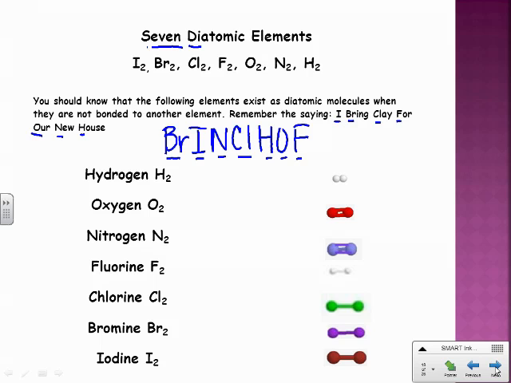So whenever these are not bonded to something else, they're going to exist like this: H2, O2, N2. Now this doesn't mean when I have something like H2O, those are not by themselves, okay? They don't need a 2 by this oxygen. It's only when they're all alone, when it says hydrogen gas, oxygen gas, and so on.